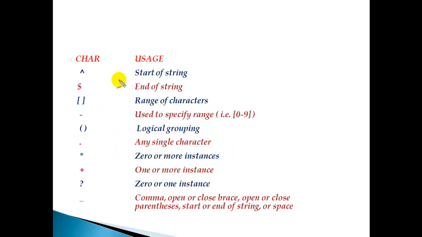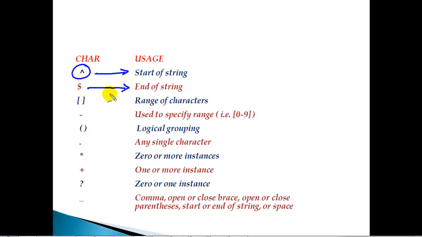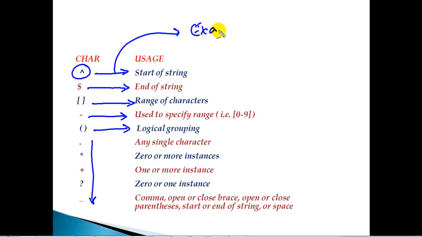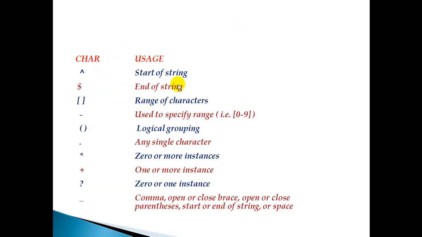Here I listed some of the special characters which we use. When you see the caret symbol, you need to understand it's the beginning of the string, and dollar represents the end of the string. When you use square brackets, it represents a range of characters, and hyphen is used to specify the range. There is also logical grouping. I'll get into more detail about all the special characters with some examples. These are some of the special characters which we use to match the prefixes based on the autonomous system path information. Let's get started with some basic examples initially.